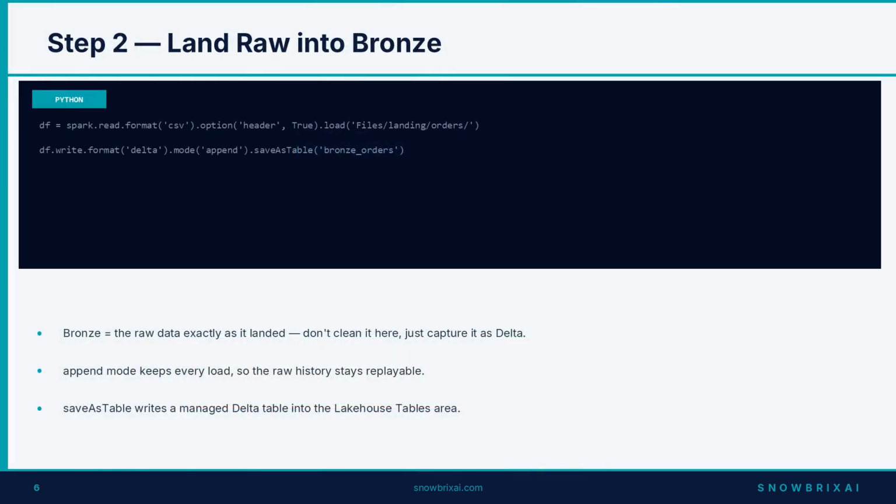Step 2. We land the raw data into bronze. Take a look at the reads. Path reads the CSV files from the landing folder, header on. Then we write that frame as delta, mode append, into a table called bronze_orders. And here is the discipline that matters. Bronze is the raw data exactly as it landed. Do not clean it here, do not dedup, do not fix types, just capture it faithfully as delta. Bronze is your replayable source of truth.